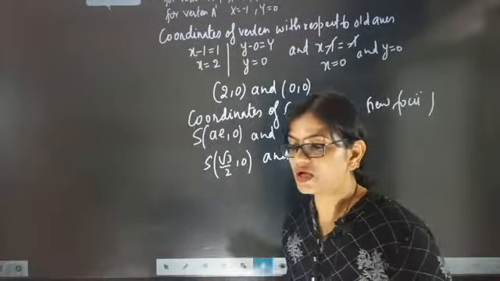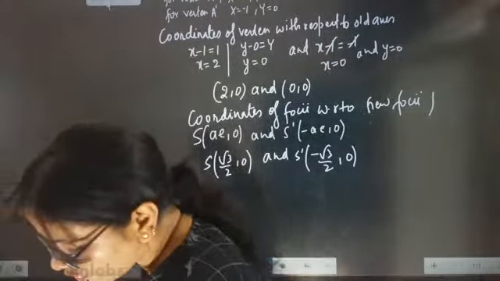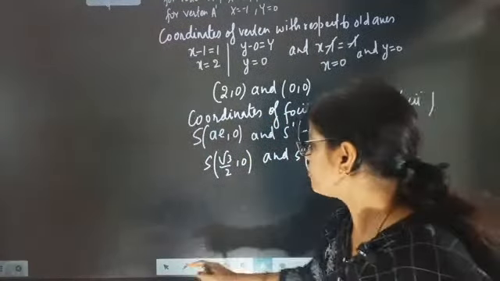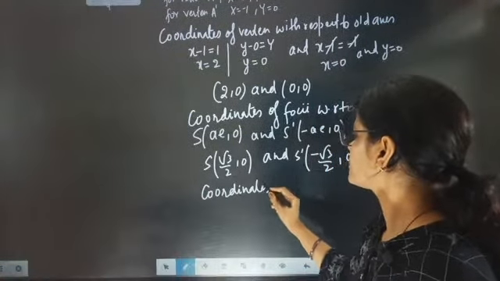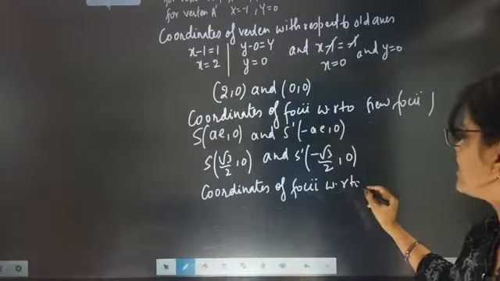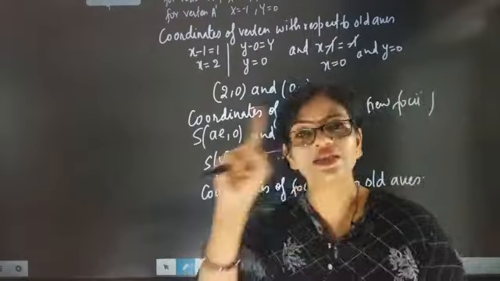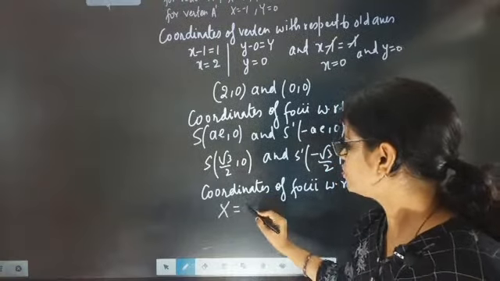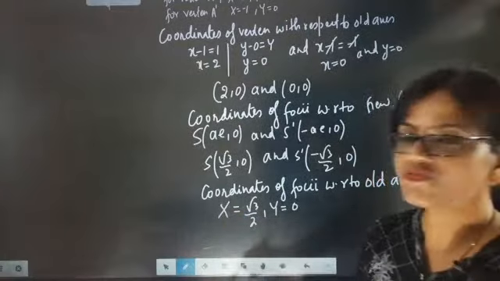to the old axis, because our old axis is the main one. So we are going to write coordinates of foci with respect to old axis, because old axis only we have to go. Now in that, what you have to do, so here now x will be coming as root 3 by 2 and y is coming as 0. But what is the value of x, beta?